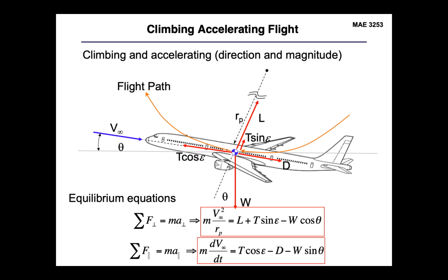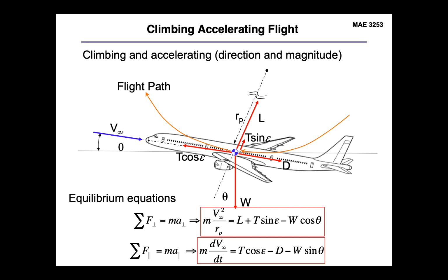for climbing, accelerating flight. So in this case, we're changing not only the attitude of our aircraft, but also the velocity. So we are unlevel and unsteady. And in this case, we end up with a pair of equations acting perpendicular to the direction of flight, which is really balancing centrifugal forces along that curved flight path with what our instantaneous forces are going to be acting on our aircraft, and then the accelerating forces parallel to the direction of flight.